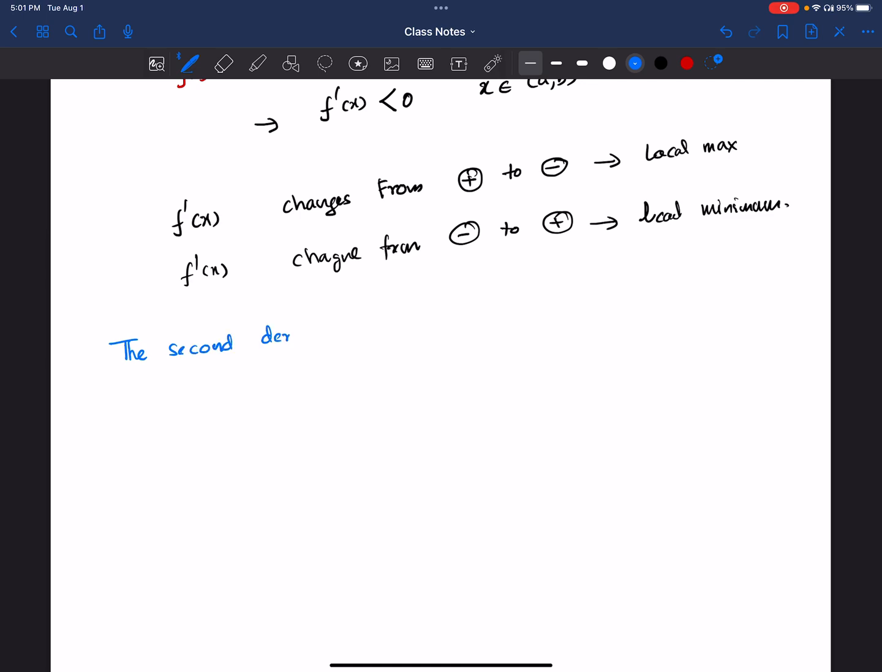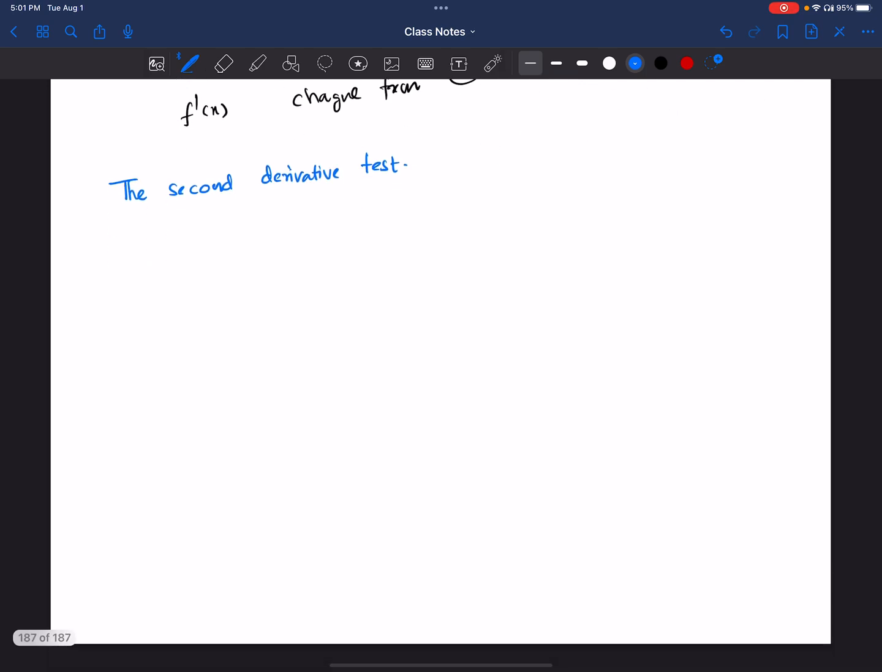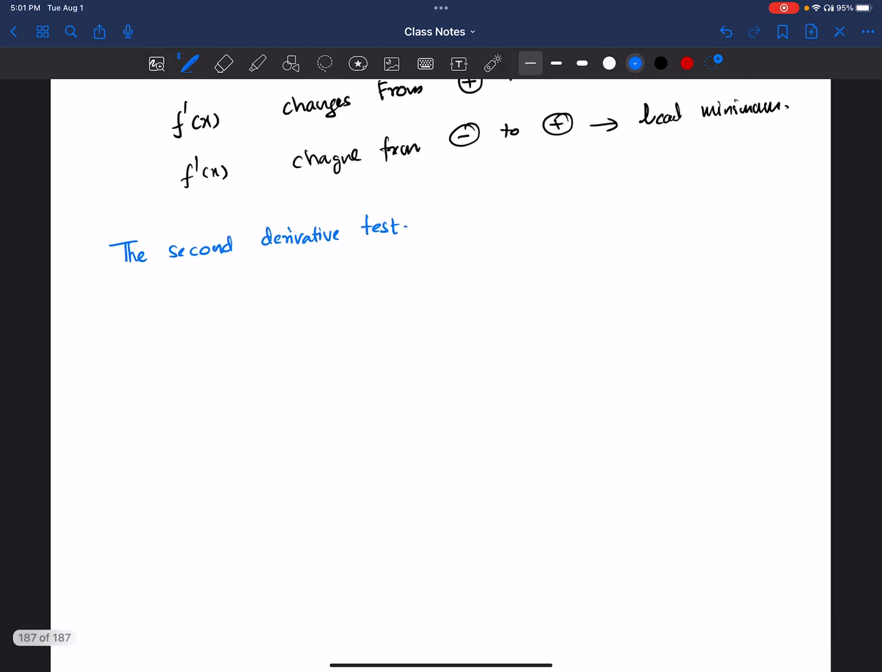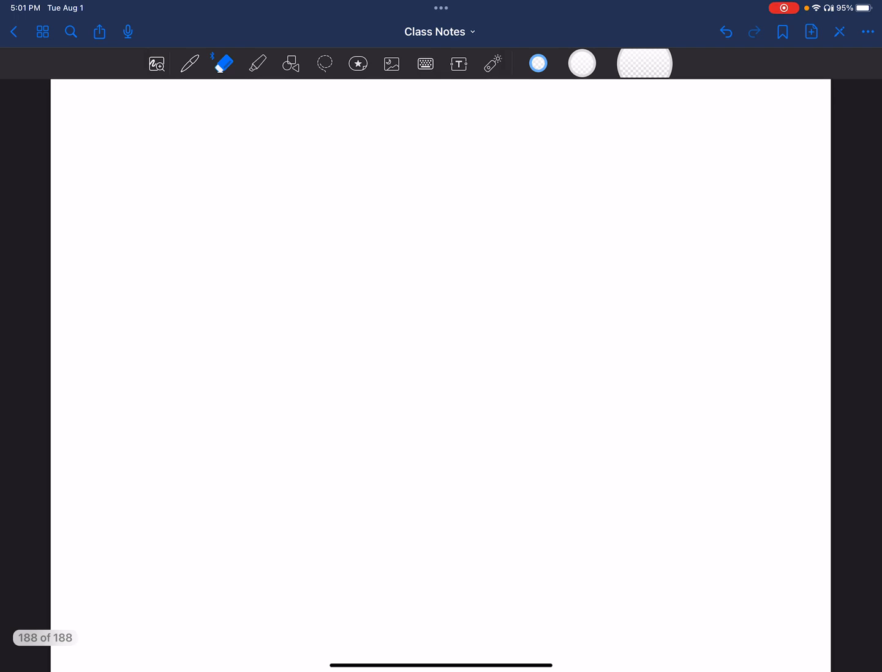Now in this video, I'm going to introduce you to the second derivative test. Let's see what the second derivative test is and how we're going to use it to see whether the function is concaving up or concaving down in a certain interval of the domain. So first, we go to this page.